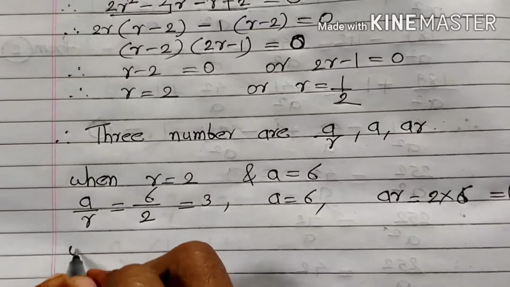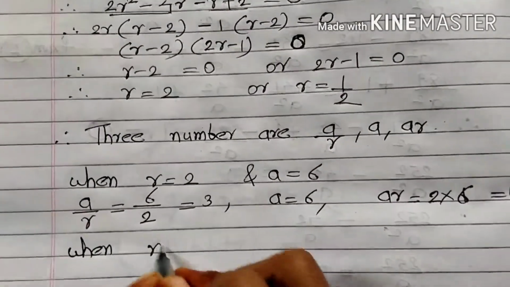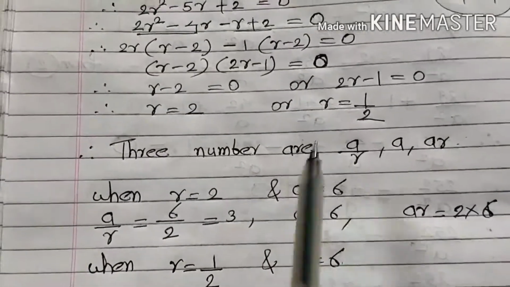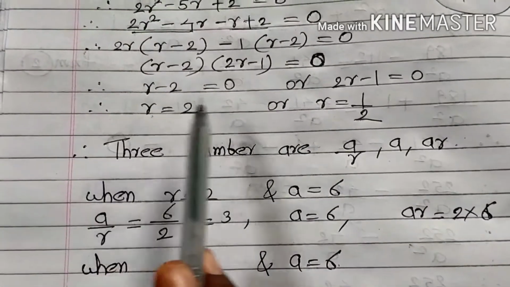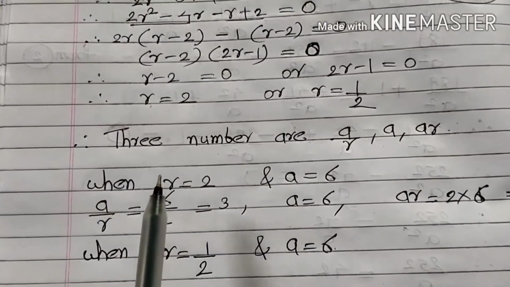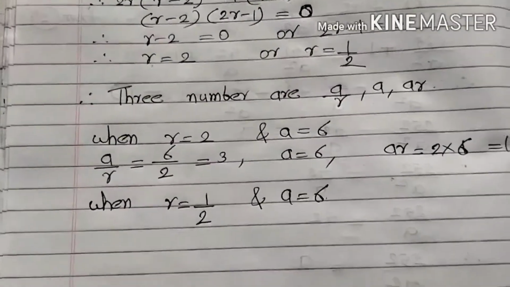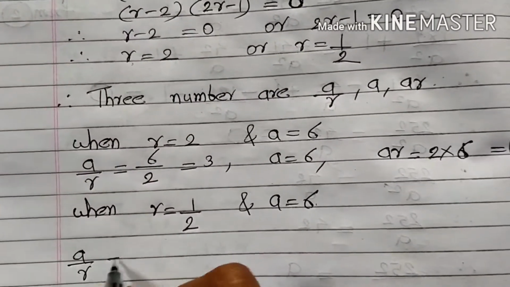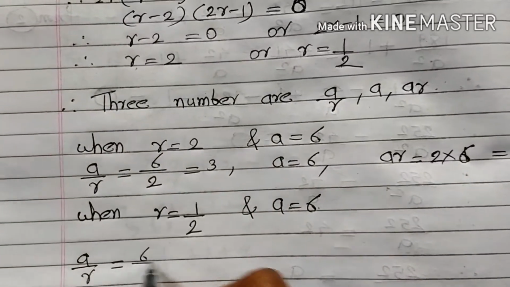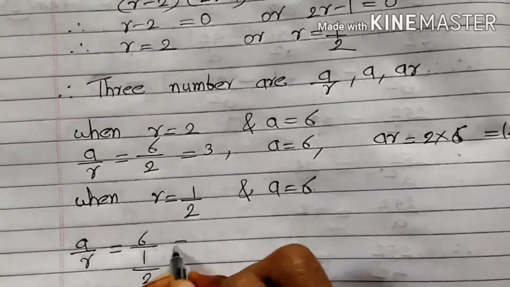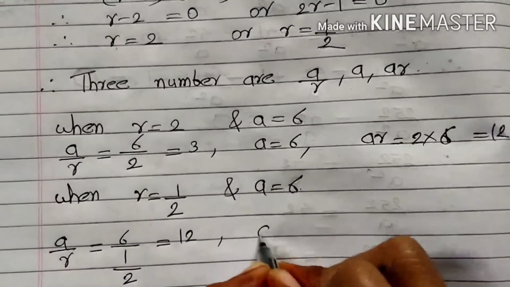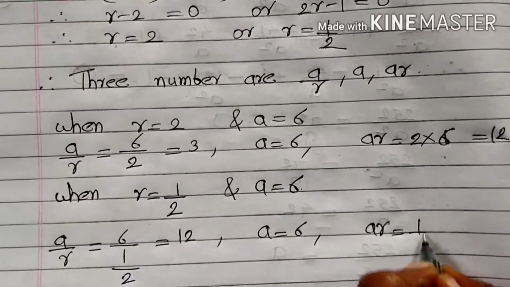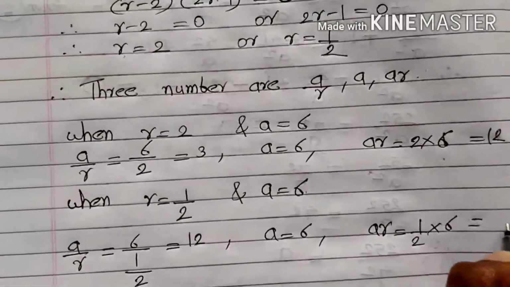And when r is equal to 1 by 2 and a is equal to 6, here we get two values of r, so we get two different sets of numbers. A upon r, so the value is 6 upon 1 upon 2, which is equal to 12. The value of a is 6 and a into r is 1 by 2 into 6, so it is equal to 3.